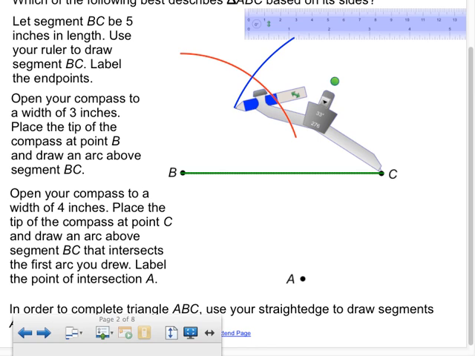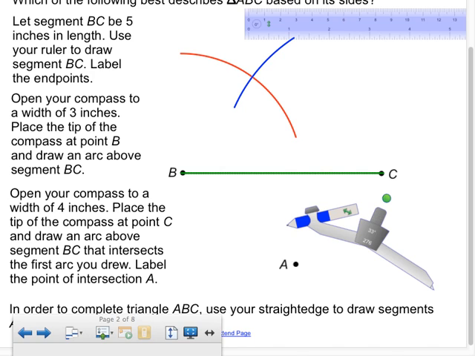Okay, do you guys see what I just did? So this arc is a 4-inch arc. The first one was a 3-inch arc. And now they've made an intersection that I'm going to label point A. You need to remeasure and make sure that your line segment that you start out with was actually 5 inches.